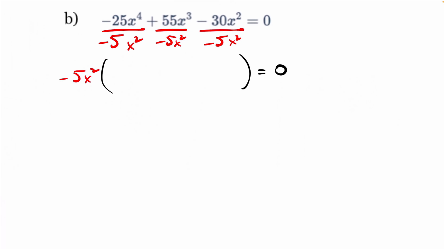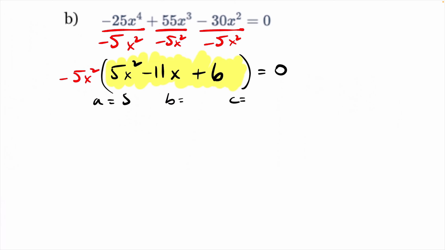Negative 5 goes into 25 5 times. If I take away 2 powers, it's got 2 powers left. Negative 5 goes into 55 negative 11 times. If I take away 2 powers, it only has 1. Negative 5 goes into negative 30 positive 6 times. I got no more powers to go. Okay. A, B, and C. I need to know what A is, what B is, what C is. A is 5. Negative 11 is B, and 6 is C.